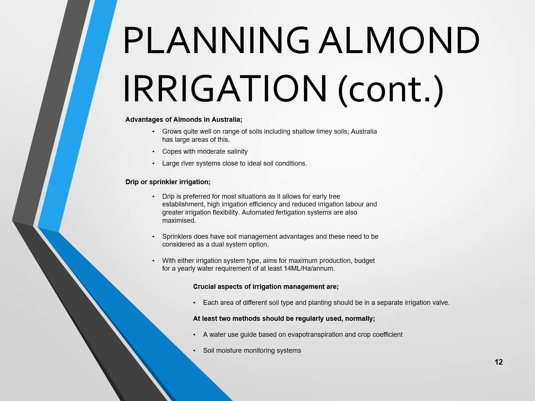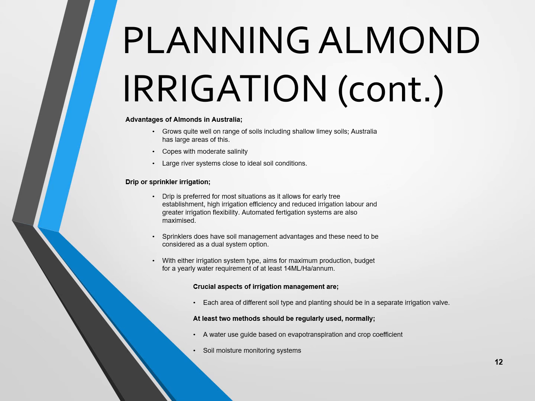We have a few advantages of growing almonds here in Australia. Almonds grow quite well on a range of soils, including shallow, limey soils, which we have large quantities of. We also have moderate salinity, which the crop will cope with.